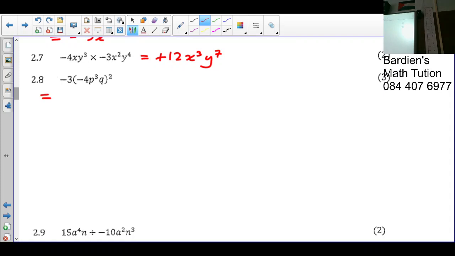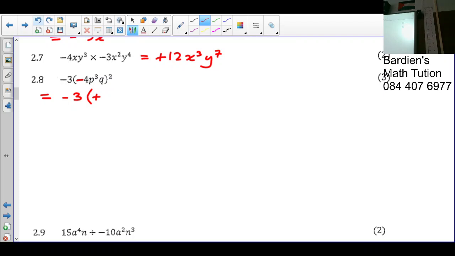2.8. What needs to be done first? The exponent needs to be sorted out first. Not so? So you got negative 3 times negative squared. Positive. So negative times negative is a positive. A negative to any even exponent will always be positive. That means to say a negative to an odd exponent will always be negative.